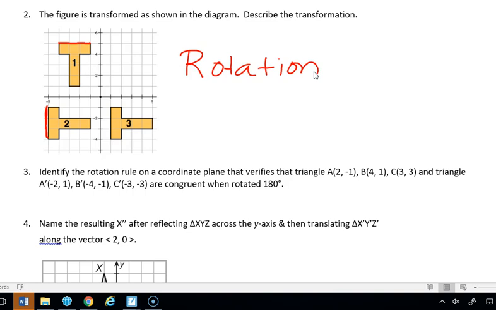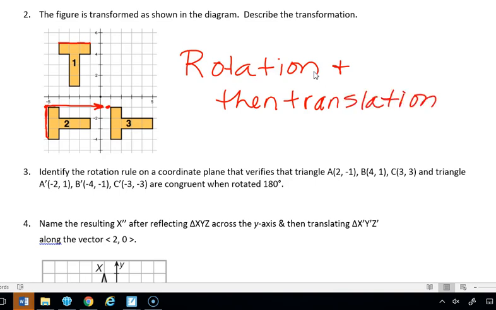And then if I go from this point right here over to this point right here, we just move to the right, and that's a translation. So I think it was rotation and then translation. And we would call that a turn and then a slide, right? Okay, so let's talk about number 3.